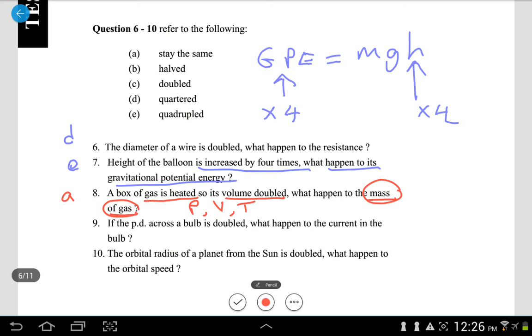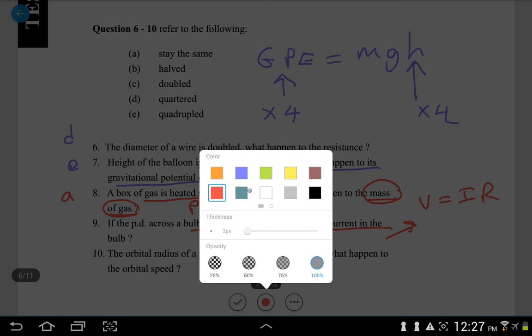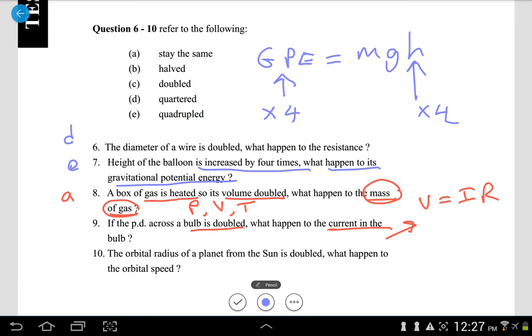Number 9, if PD across the bulb is doubled, what happens to the current? All right, I recall the formula V equals IR. Now, the question says V doubles, so the relationship here is directly proportional. Let's say we didn't touch R, so we fixed R. If V doubles, this I will also have to double. So in this case, my answer is C.